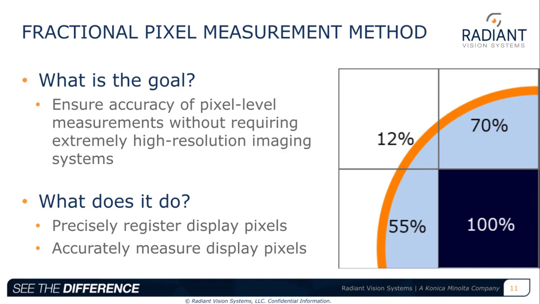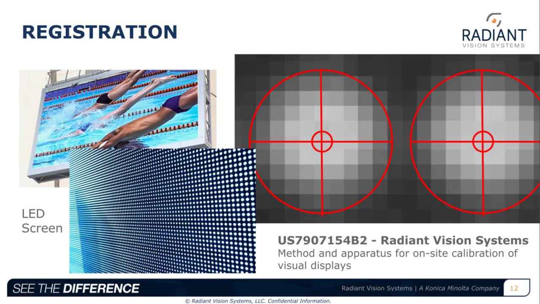The fractional pixel method is now widely used for DEMURA correction processes to dramatically increase OLED display production yield, and is also now being applied for new display technologies like microLED. The first challenge that the fractional pixel method addresses is registration of the pixel displays. As we've talked about, this is the first critical component of accurate pixel level measurement and correction. A dynamic registration technique was originally used by Radiant for the purposes of measuring individual LED pixels in large format outdoor screens, like this arena display.